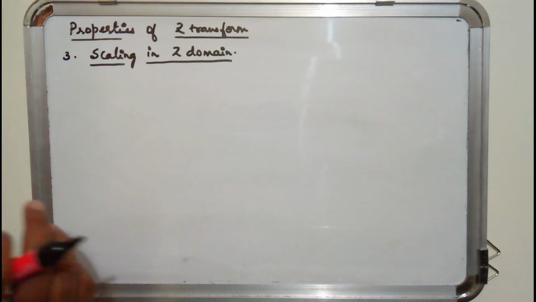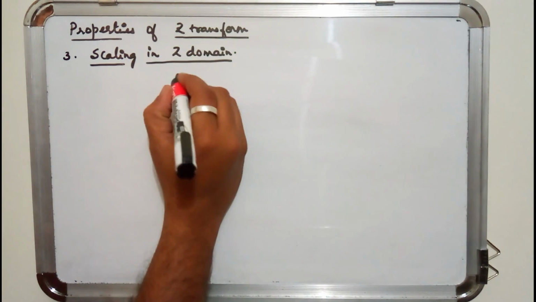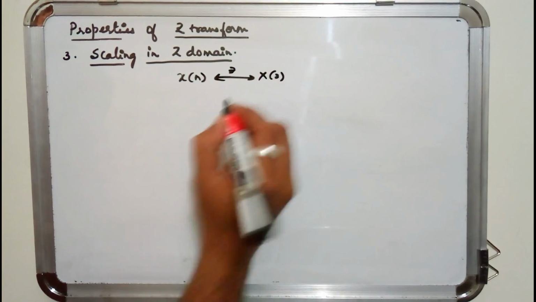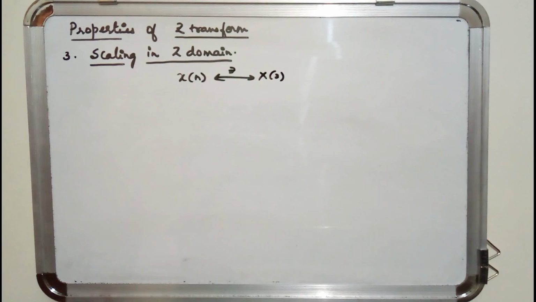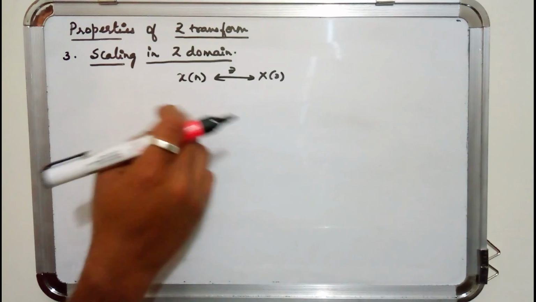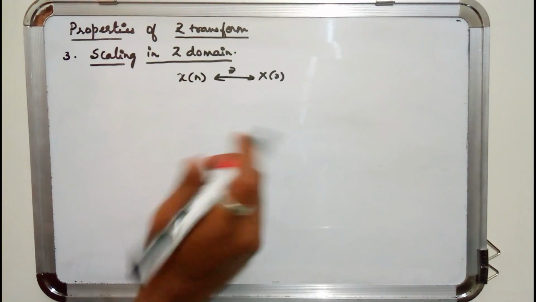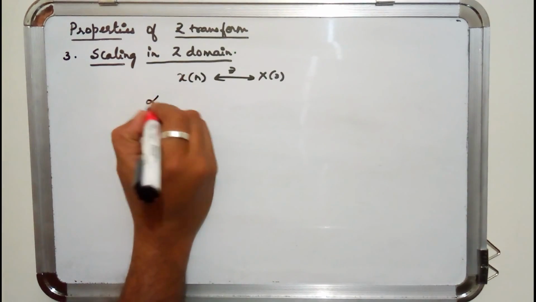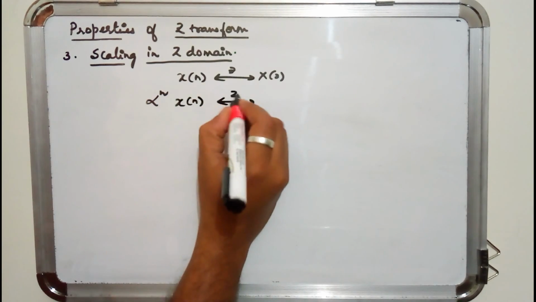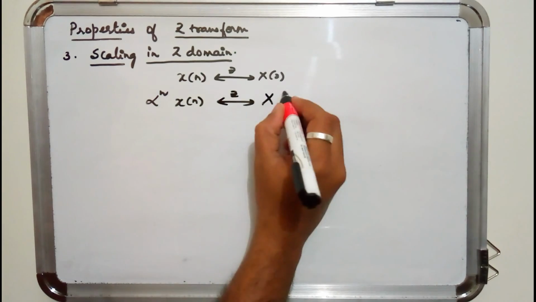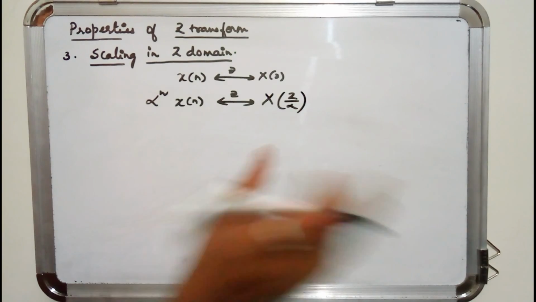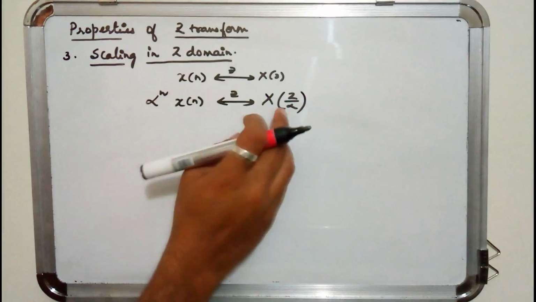Now the next topic is scaling in z domain. Now we know that x of n forms a z transform pair with X of z. See, in DTFT and CTFT we had the multiplication by an exponential, so that means there will be a shift in the frequency. But here you have scaling in z domain. So if you have multiplication by alpha power n x of n, where alpha is a complex quantity, we'll get the z transform as X of z divided by alpha. That means my z transform spectrum will get expanded by a factor alpha.